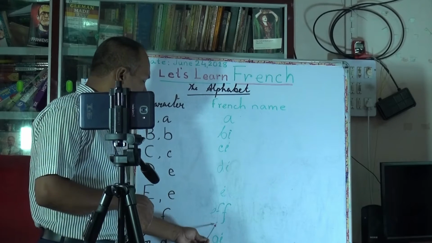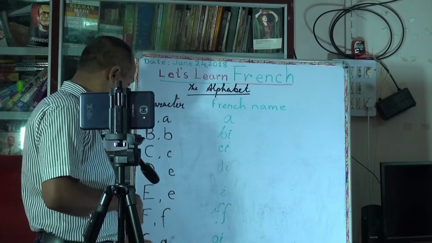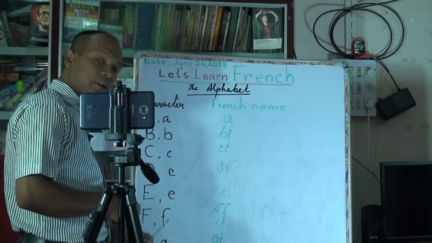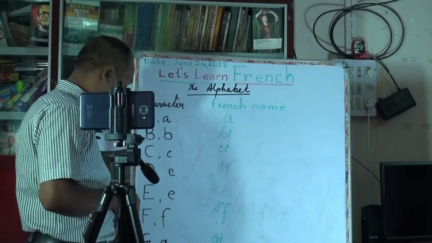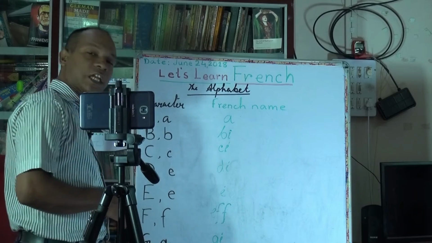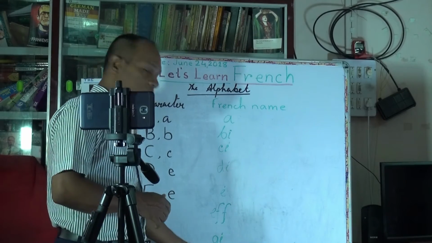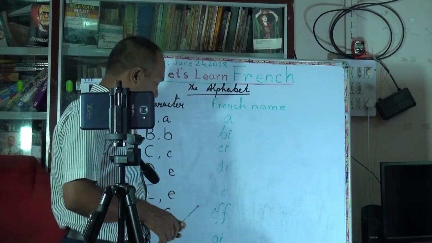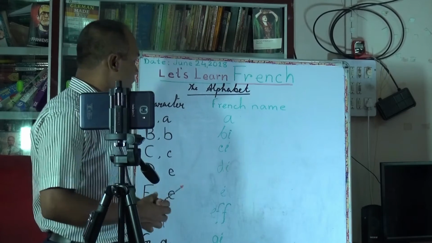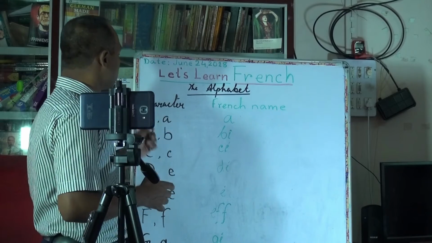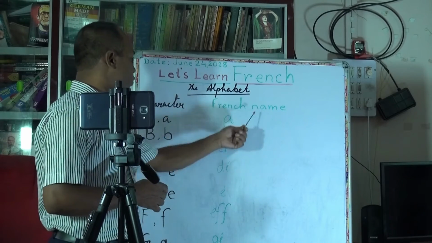So in French F is written in this way, and here in English we pronounce it phonetically as G. This is capital G, this is small g, and in French we write G here, right? So I've just introduced today the English and French alphabet. In English we call it character and French name here.